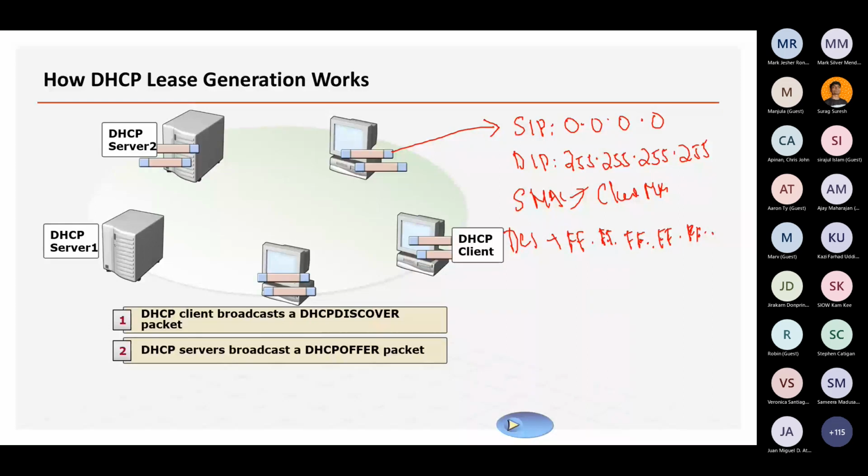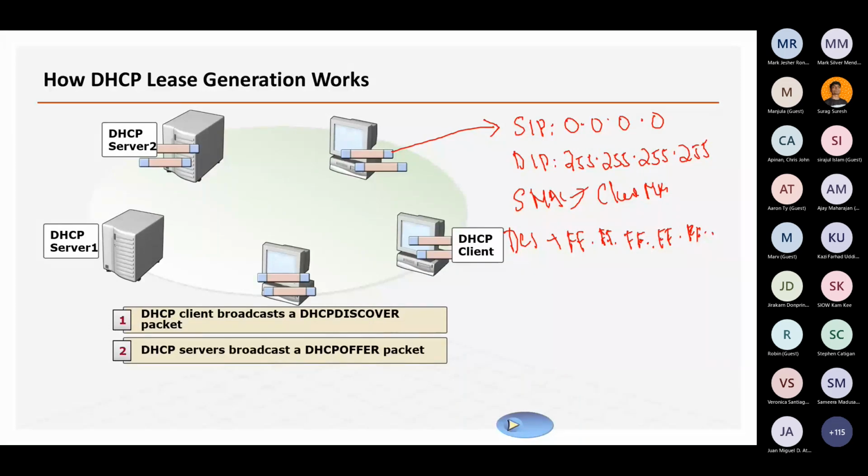That offer packet will be sent to everyone, because my DHCP server is not sure where this request has come from, since there was no source IP address. So it will send a broadcast packet saying that, hey, I got a request, and I'm responsible for DHCP. This will send an offer packet to everyone in the network.